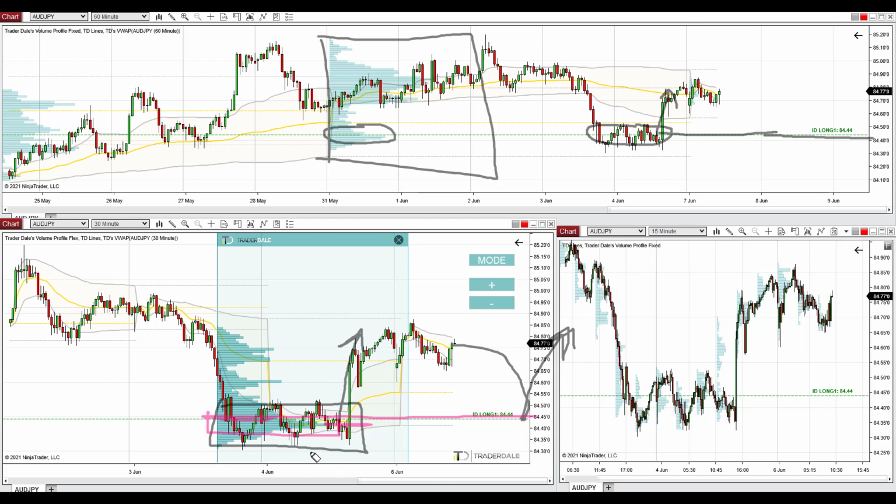The setup which I used in here is a volume accumulation setup. You can learn more about this setup, for example, in my volume profile book, which you can download on my website or in my volume profile trading course.